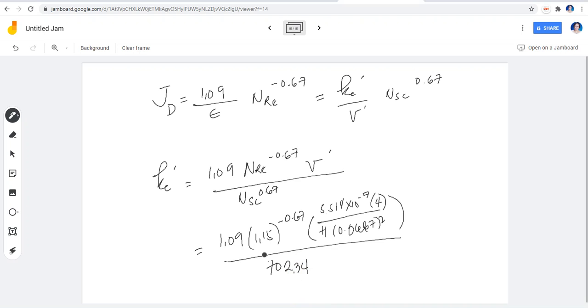0.34 should be raised to 0.67. So let me check. We also have the weight here, 1.09. So we miss the void fraction here. 1.09 Reynolds number over this. If this is the divisor, this one goes up, and that's it. So we need to multiply our 702 by 0.436.